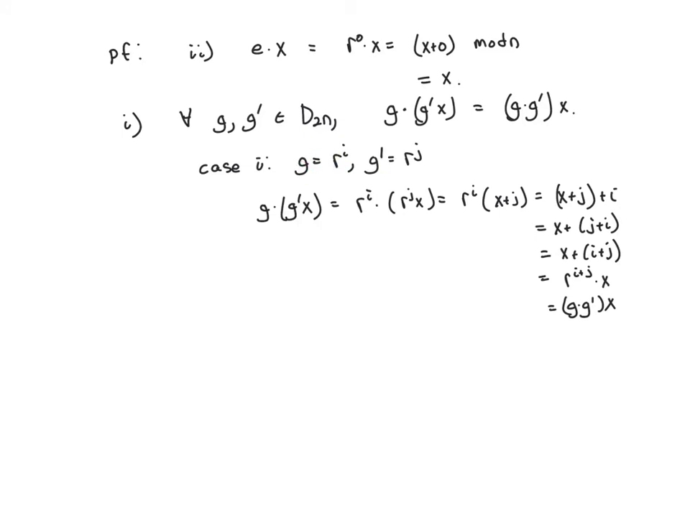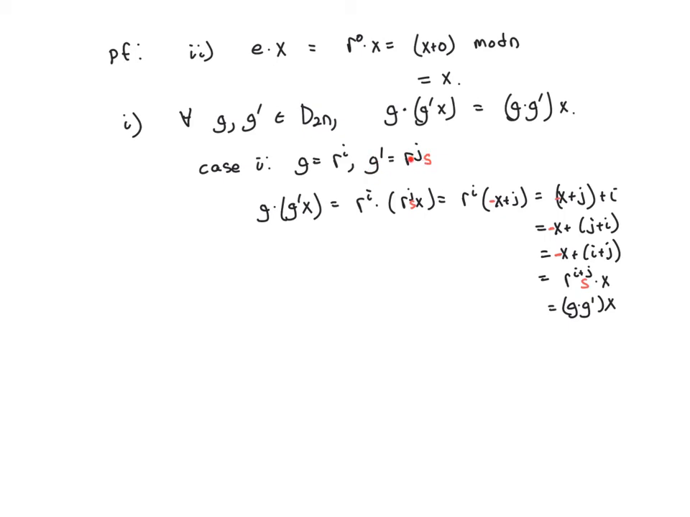Alright, so here's the first case. Suppose g and g prime are both rotations. Then we replace the g's with the corresponding powers of r. r to the j dot x is x plus j mod n. r to the i applied to x plus j is x plus j plus i. Addition is associative. Addition is commutative. So we get x plus i plus j. But that's what you get when you apply r to the i plus j, which is g times g prime. So we do in fact get that acting on g prime, and then g is the same as acting by their product.